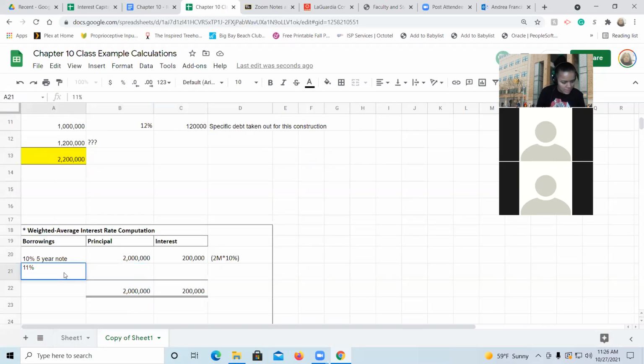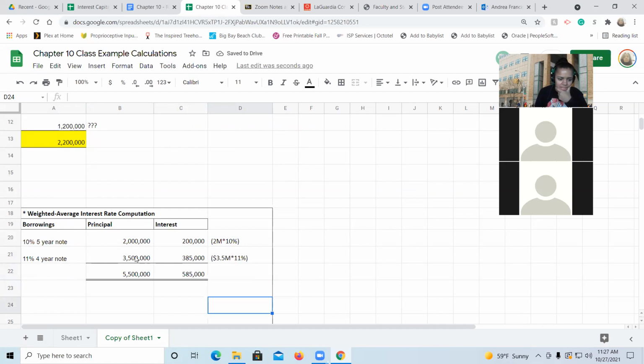And so then the 11% 4-year note at 3.5 million is the next piece. The interest here is going to be the 3.5 million times 11%. That's the annual interest on this note. So what we find is that we can basically say that we had overall 5.5 million of additional money available, loans that we took out, and the total interest is 585,000. That's the average interest amount based on the dollar amounts of the loan and the percentages.